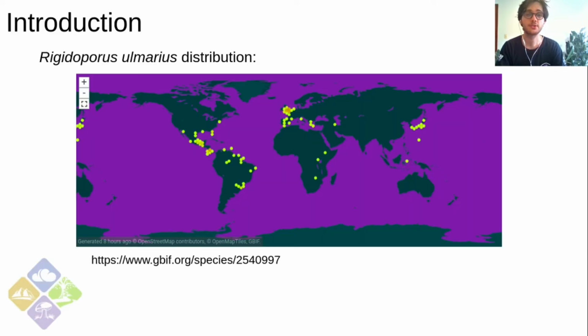Rigidoporus ulmarius is a polypore species that, as a facultative parasite, causes white rot in several tree species. It has a cosmopolitan distribution, and as we can see in this map, most of its occurrences are concentrated in America and Europe.